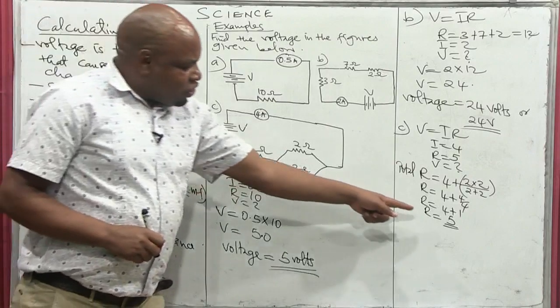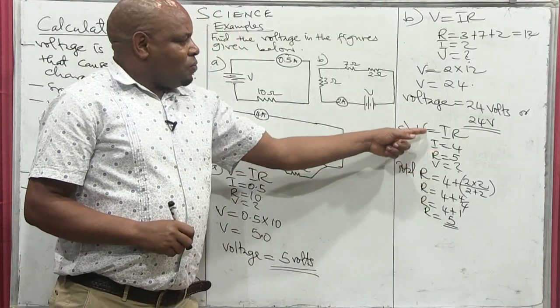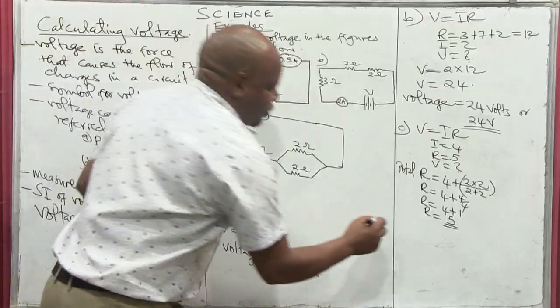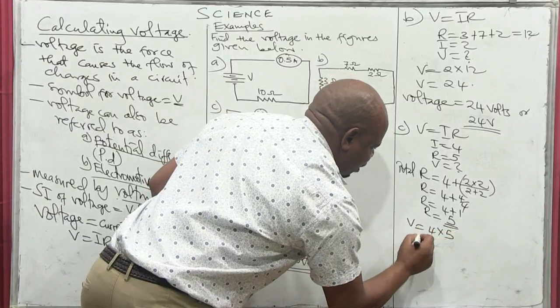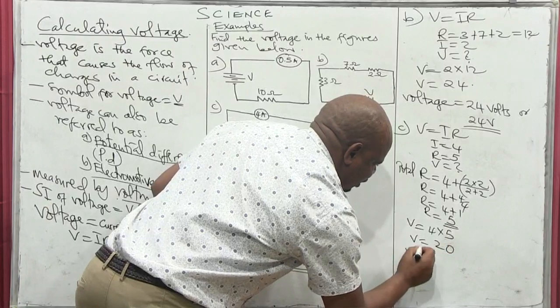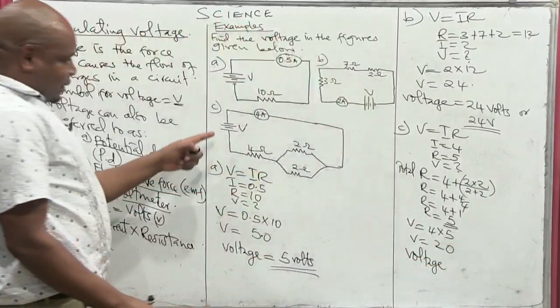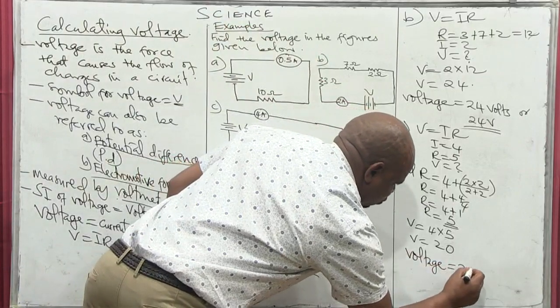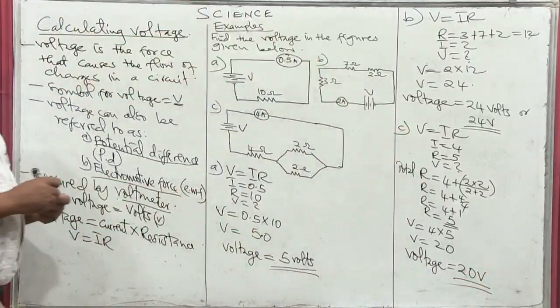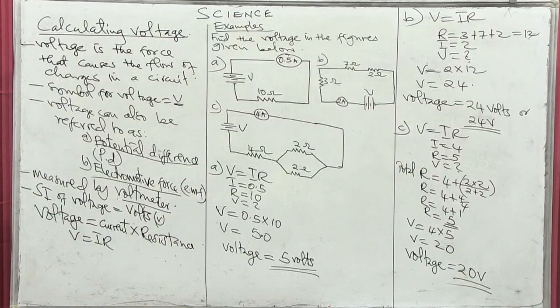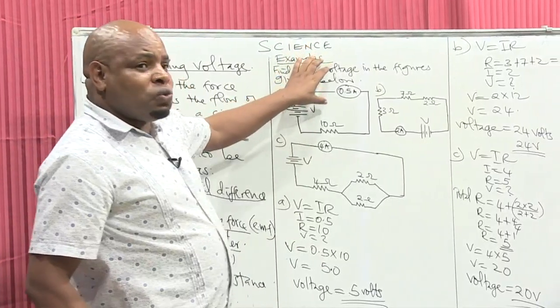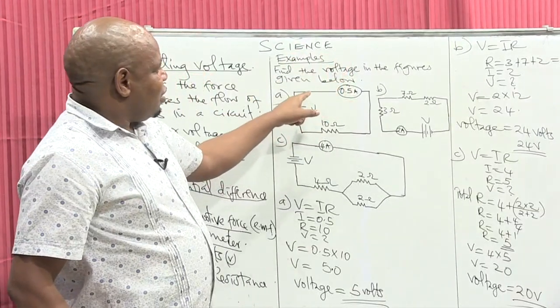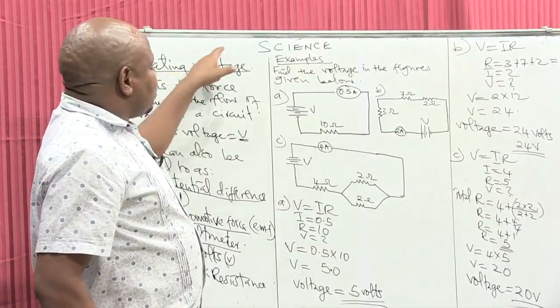Now we have our total R, we have I. Let us look for V. V is equal to I, which is 4, times 5. V is equal to 20. So voltage in figure C is 20 volts. Am I clear, class? We are done with the 3 examples which have been given on the board, asking you to find the total voltage.